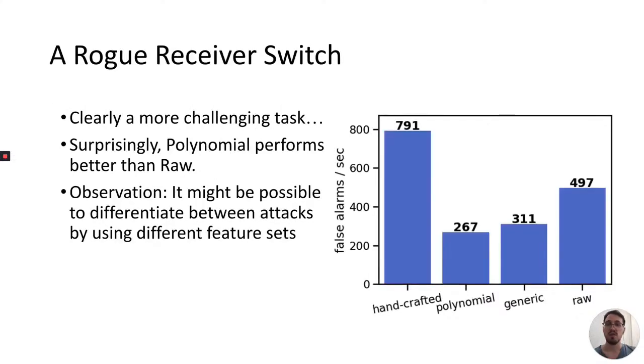Next, we look at the results for detecting a rogue receiver. This task is much more challenging. The transmitter has more effect on the shape of the signal than the receiver. This is not surprising, as receivers are designed not to distort the transmission. What is interesting here is that the polynomial feature set now performs better than the other options. Different feature sets are good at detecting different attacks.